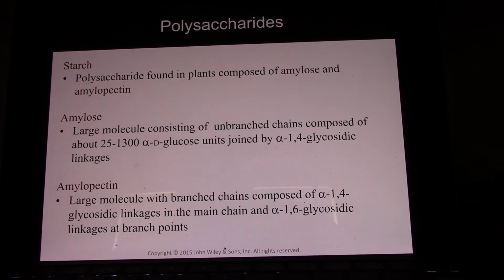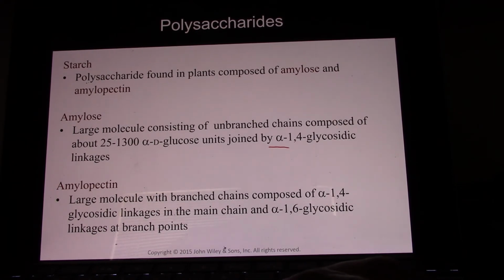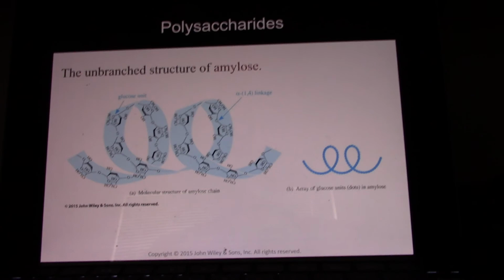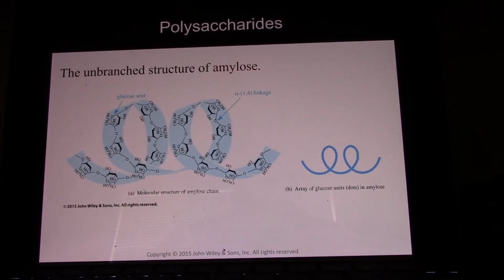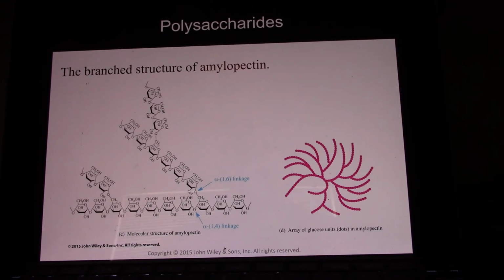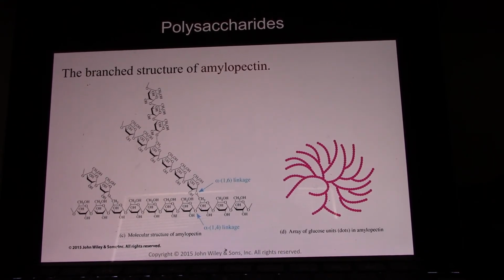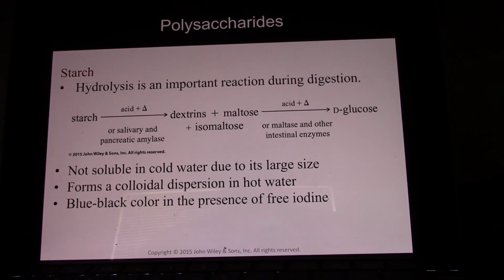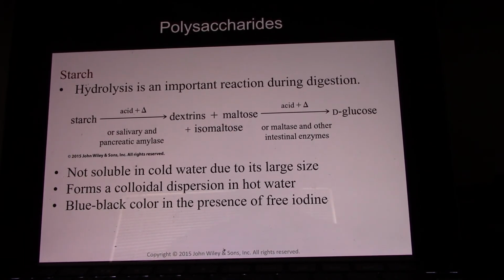So starch, it's a polysaccharide found in plants composed of amyloses and amylopectins. Amylose is a large molecule consisting of unbranched chains of 25 to 1300 glucose units. And these are alpha linkages. Fuels typically have alpha linkages because they're easy to break down. All organisms have the enzymes to break down the alpha linkage. Amylopectin, again, is branched now, but still has the alpha bonds, alpha 1,4, alpha 1,6. And so here we see the structure of amylose, which makes up plant starches. Amylopectins are branched, but again, they're alpha linkages. They're food. And so starch has alpha linkages. It's a good food source in plants.